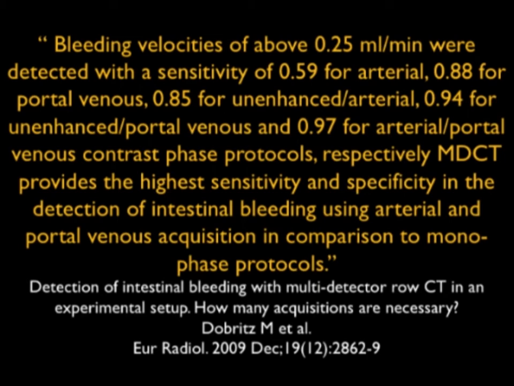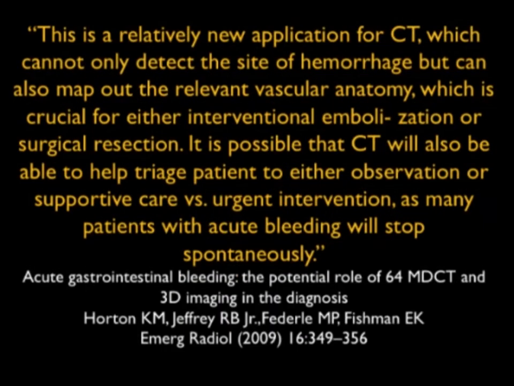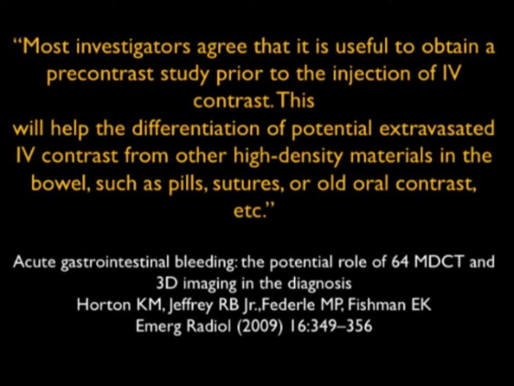Arterial and portal are the way to go. We published this article a few years back from Hopkins and Stanford talking about the importance of CT in looking at GI bleeding that is ideal for being able to triage patients. We also comment that most investigators agree that it's useful to obtain a precontrast CT prior to giving IV contrast material to not make errors in diagnosis.